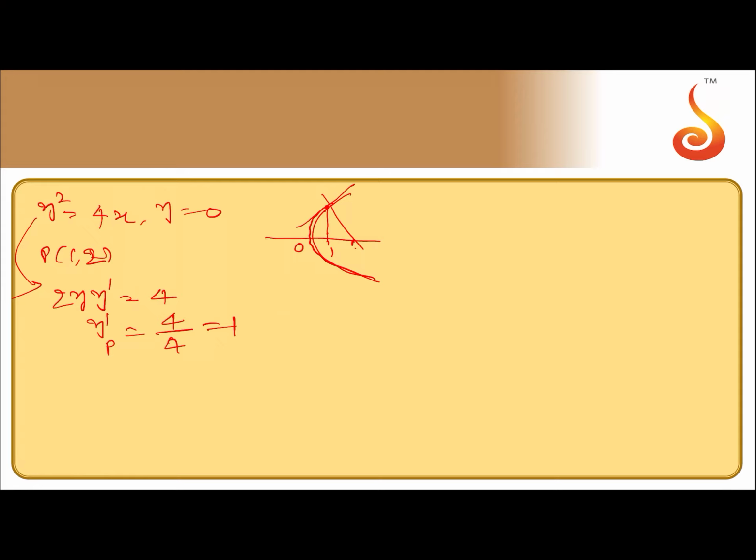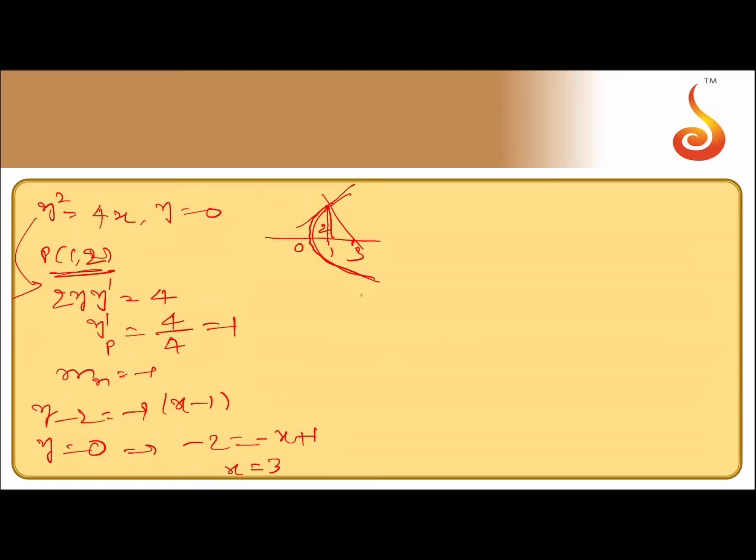This is the slope of the tangent. The slope of the normal is equal to minus 1. Then the equation of the normal at point P is given by y minus 2 equals minus 1 into x minus 1. And the point of intersection with the x-axis is given by, so minus 2 equals minus x plus 1. So x equals 3. So this coordinate equals 3. And of course, since it is (1, 2), the height is equal to 2.